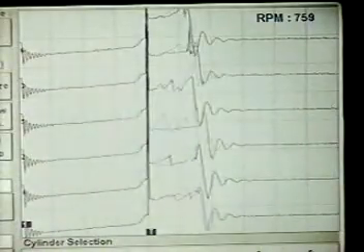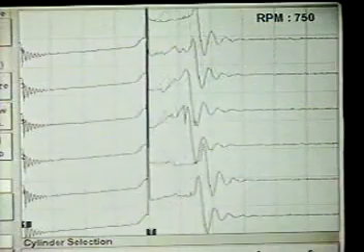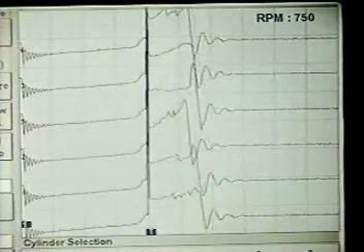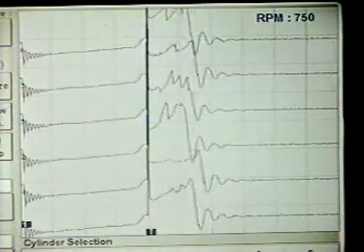Well, let's look at a raster pattern after the tune-up, and let's see how much better our spark duration periods are now. You can see the scope is at a 1 millisecond time base, and if you recall, 2 of the 3 cylinders were below 1.3 millisecond spark duration. Now after the tune-up, you can see all the spark duration periods are in excess of 1.3 milliseconds.